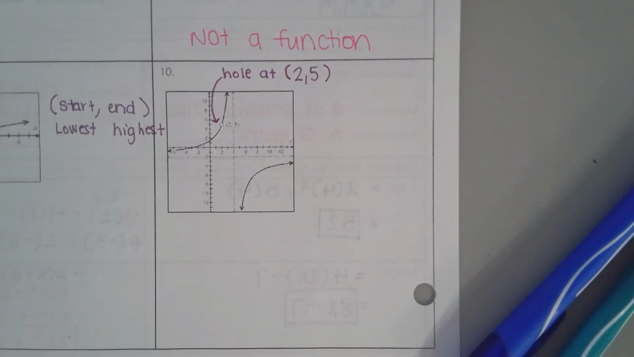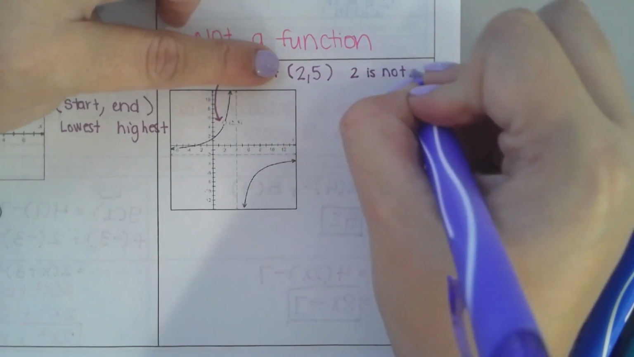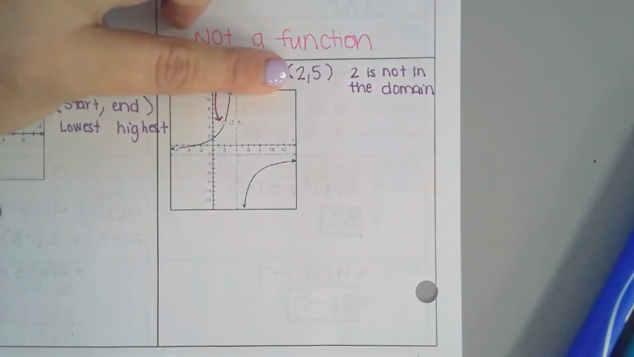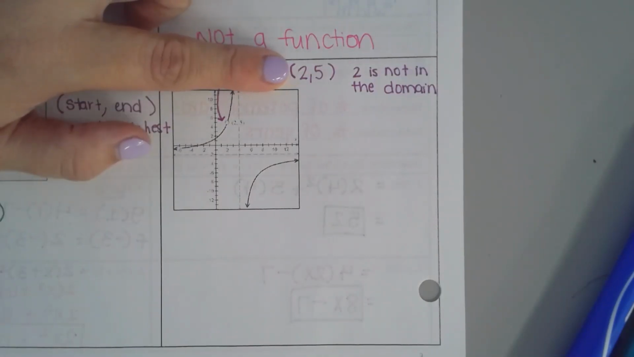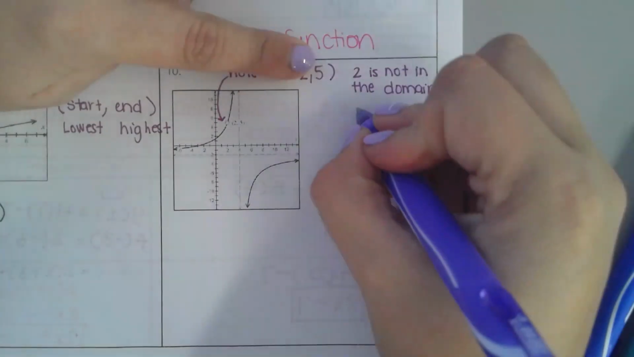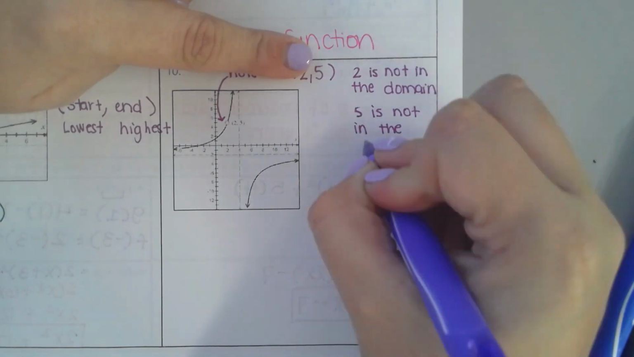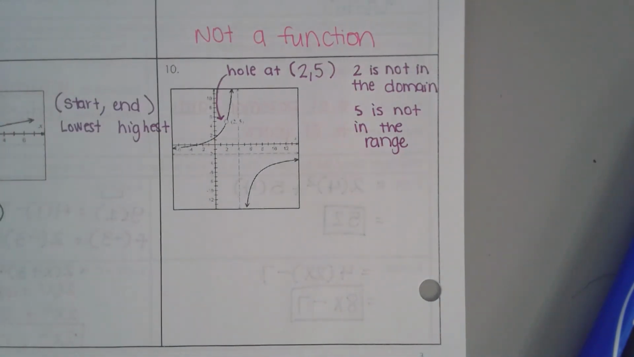So what that means, the x value of 2 is not in the domain. Domain is x's. So when you have a hole, that x value is not in your domain. And the 5 is not in the range. So when we're writing out domain and range, we have to leave those numbers out. And I'll show you how we write that.